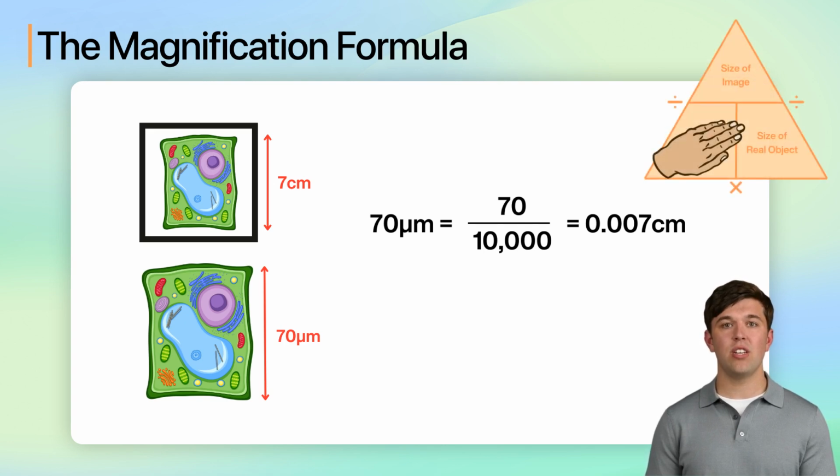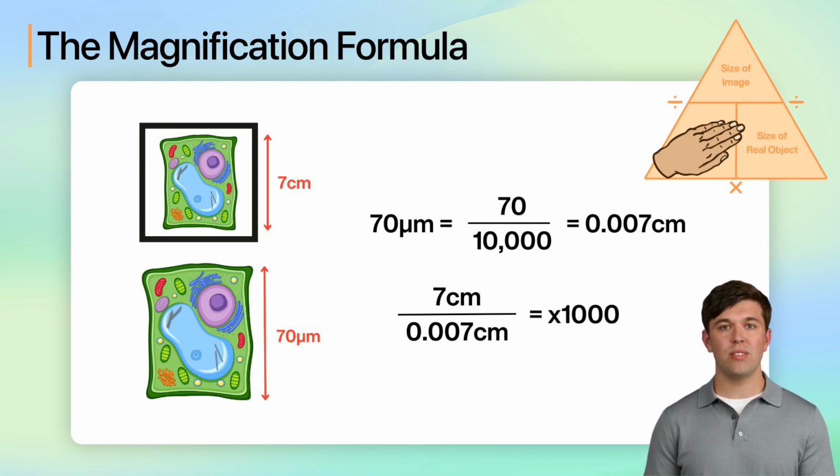Now, we need to apply the magnification formula. Since the magnification is equal to the size of the image divided by the size of the real object, our magnification in this case is equal to 7 centimetres divided by 0.007 centimetres. This is equal to 1000. Therefore, the magnification is times 1000.